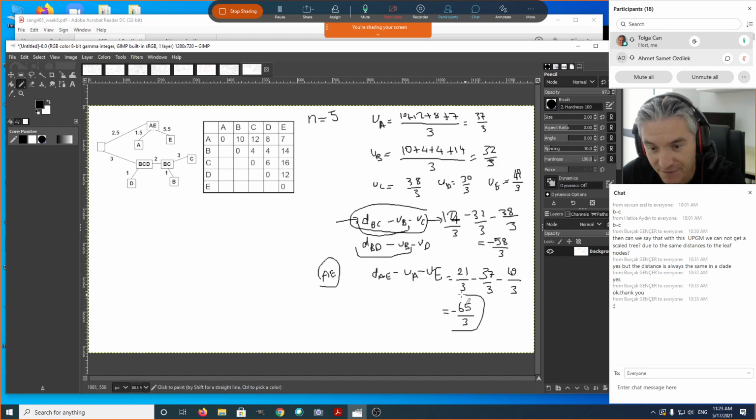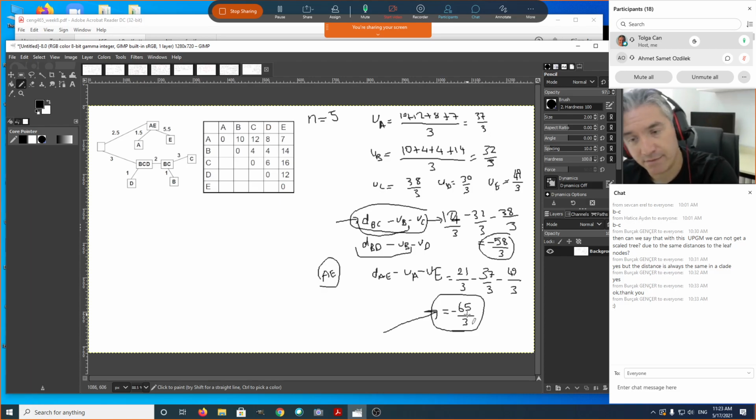As you can see, 65 divided by 3 is smaller than 58 divided by 3. So I think this is the pair of objects to combine. But we cannot just decide by looking at only these 3 pairs. The algorithm actually has to look at all pairs of objects. What about, for example, combining A and B, A and C, A and D? I just looked at these 3 because intuitively I think these were the most potential candidates.